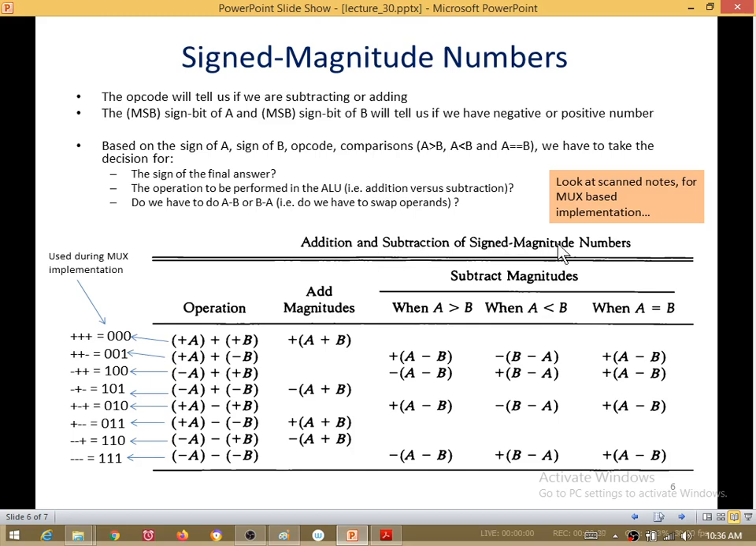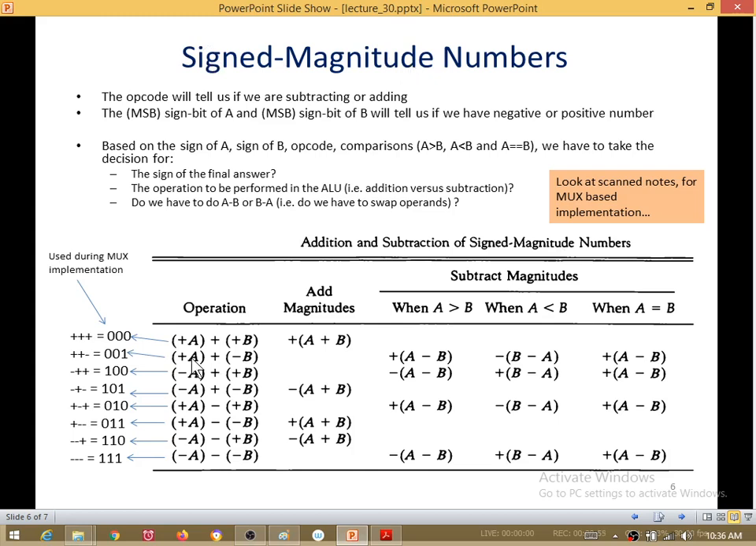signed magnitude numbers. Remember that in signed magnitude representation, the first digit corresponds to the sign of that number and the remaining digits correspond to the magnitude of the number. This is as opposed to signed 2's complement representation, where the representation is slightly different. Currently we are looking at signed magnitude numbers.